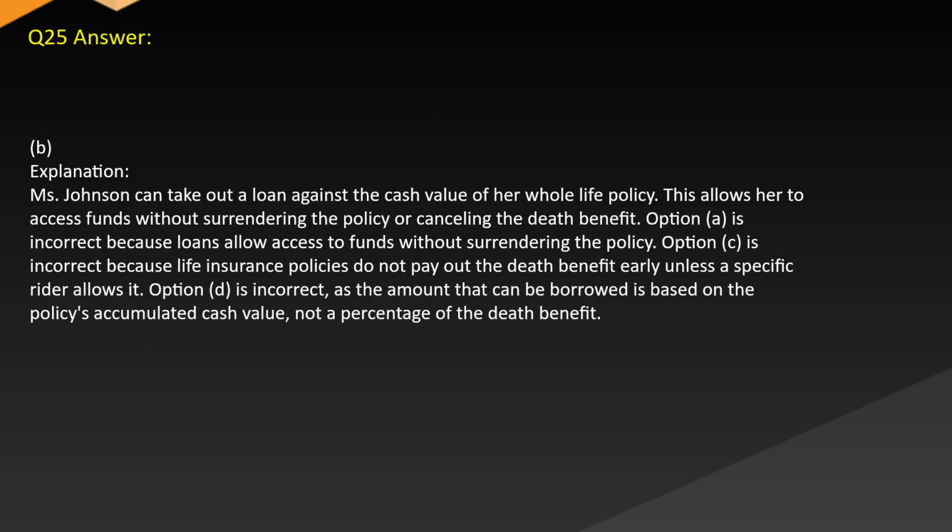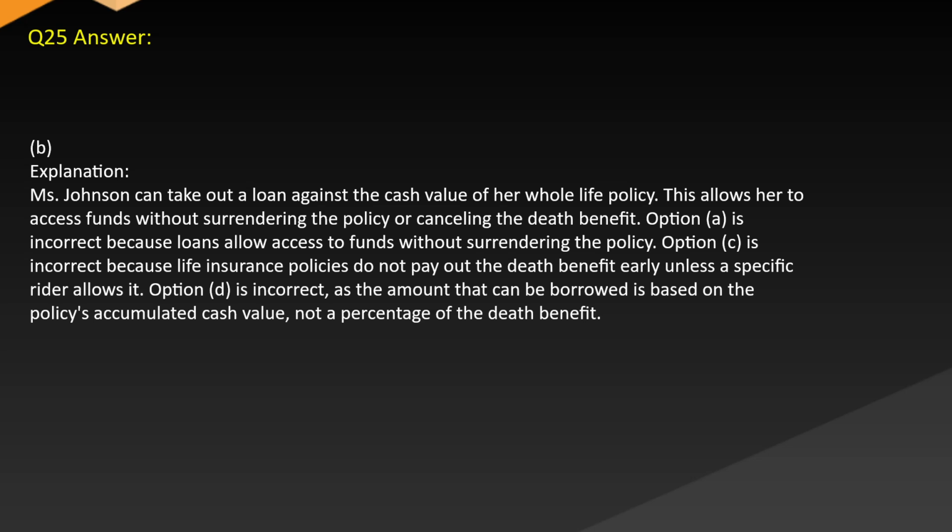Answer B. Explanation. Ms. Johnson can take out a loan against the cash value of her whole life policy. This allows her to access funds without surrendering the policy or cancelling the death benefit. Option A is incorrect because loans allow access to funds without surrendering the policy.